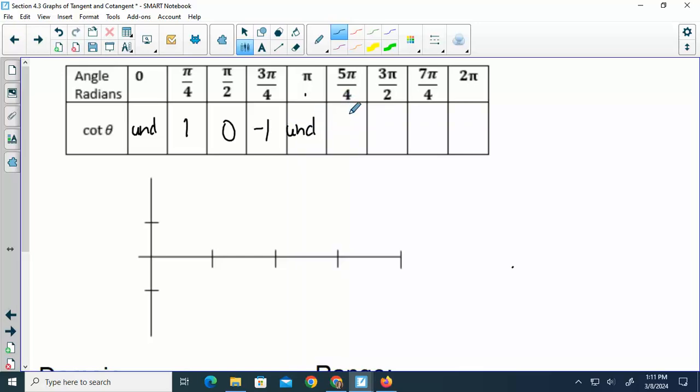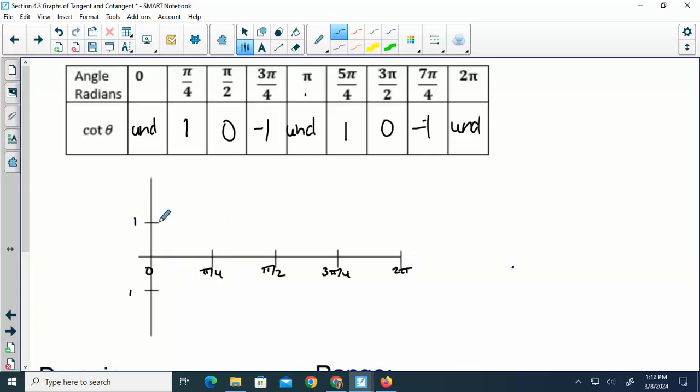5 pi over 4, quadrant 3, cotangent is positive 1. And 3 pi over 2, it'll be back to 0. Okay, 7 pi over 4, in quadrant 4, cotangent is negative. Negative 1. And 2 pi is the same as undefined. Oh, whoopsies. Okay, so they mirror, kind of, not really. But it'll always go like 0, 1, 0, 1. Yeah, those are the points we intentionally chose, so they were nice.